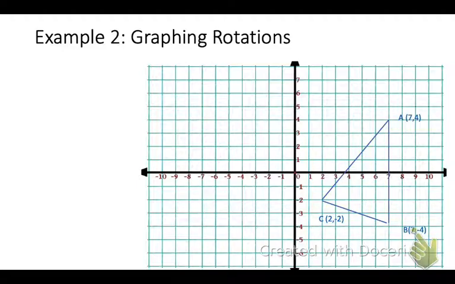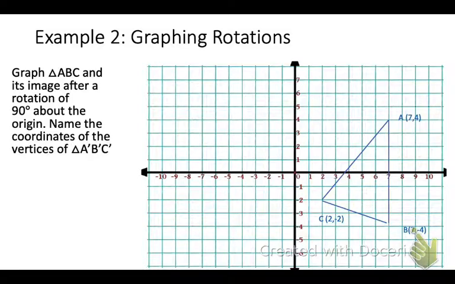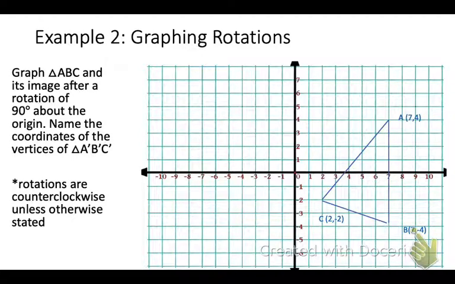Okay, so you should have paused the video and copied down the picture. Now we're going to take that triangle and rotate it 90 degrees about the origin. Then we want to name the coordinates A, B, and C. In this book, we're going to assume that all rotations are counterclockwise unless we state otherwise.